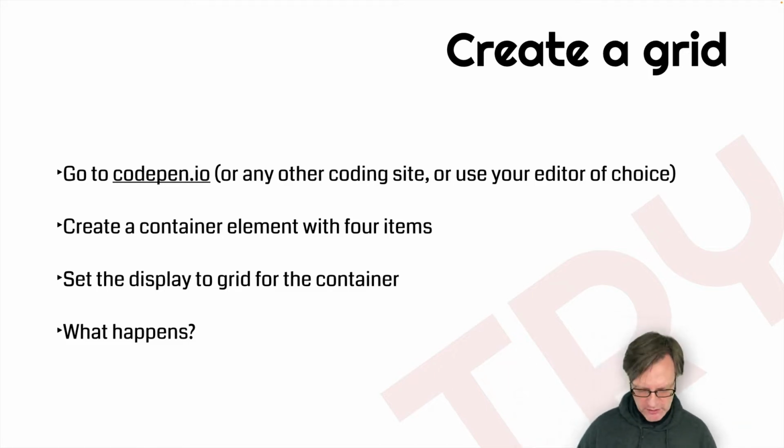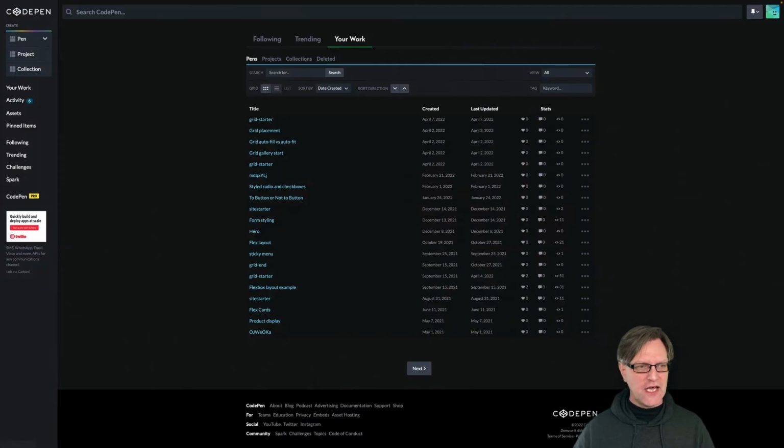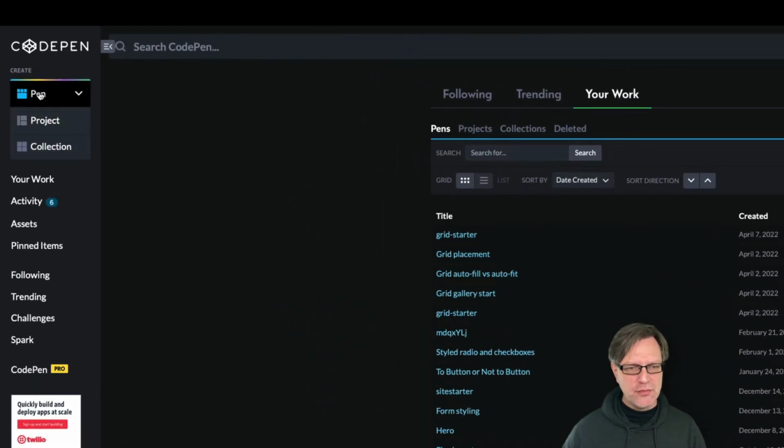But what I would like to do is that I would like to go there, and we are supposed to create a container element with 4 items, and we should set the display to grid for the container and see what happens. So let's go to the CodePen and click here to create a new pen.